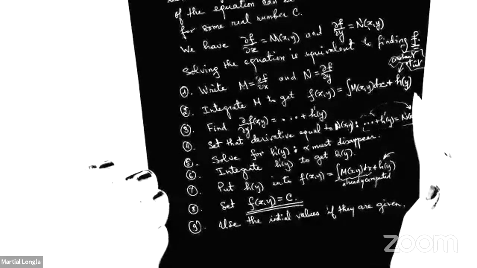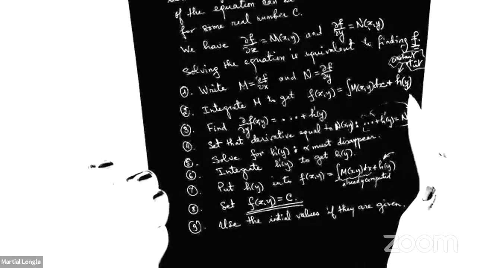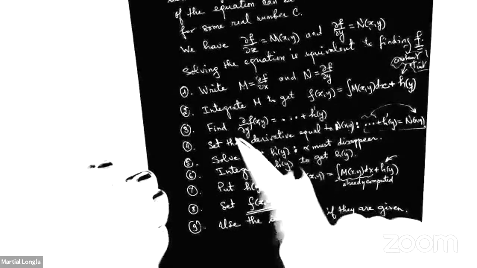Okay, thank you. And again, if you choose to start with N, then you have to flip the steps. The same steps remain, but for example, if you say I start here with N, then you are integrating N dy, and then plus H of X. So you have to flip everything. Everything that you did for X, you do for Y. Everything you did for Y, you do for X.